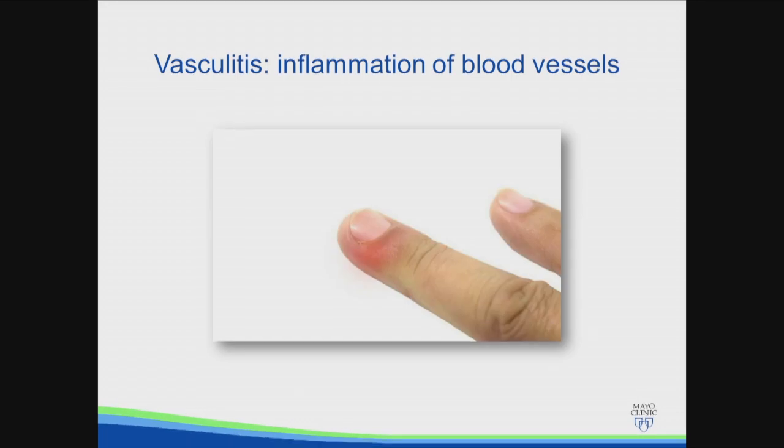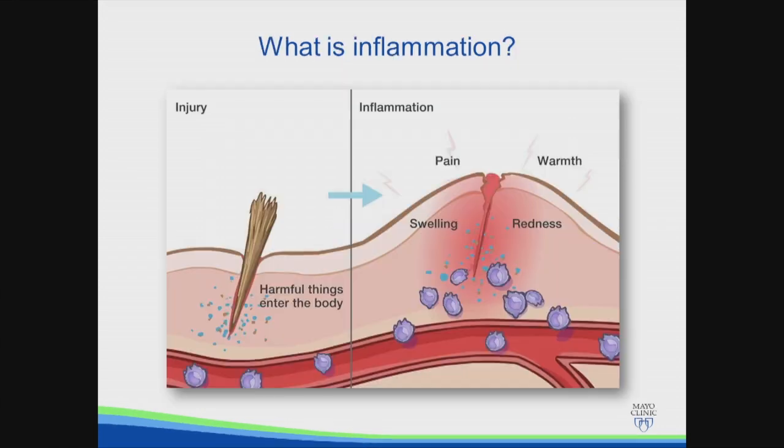If any of you have had some minor trauma, a cut or splinter or injury to a finger, you're all familiar with the signs of inflammation, and those are redness, pain, swelling. When we think about blood vessels, though, that can be a little more difficult to understand.